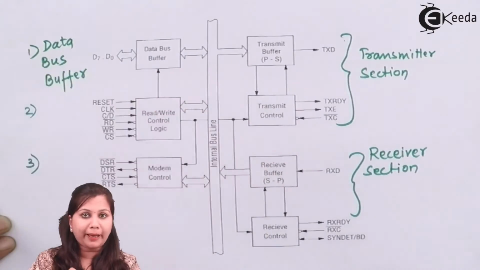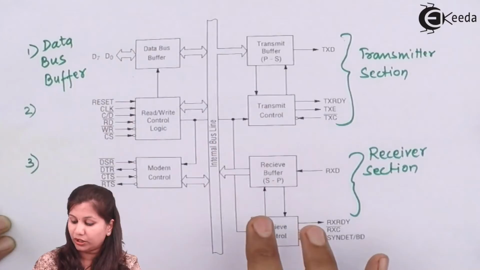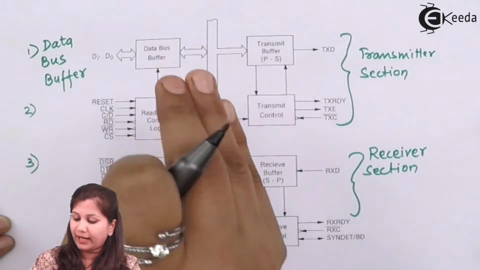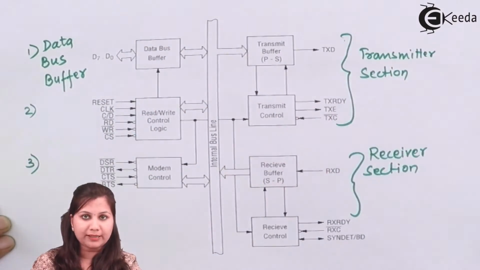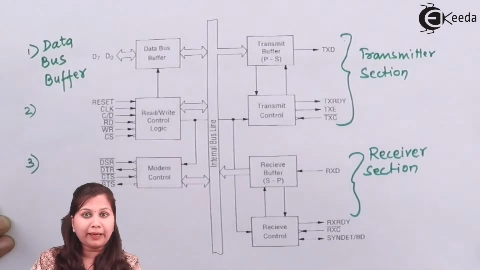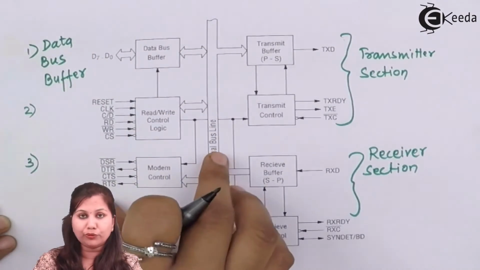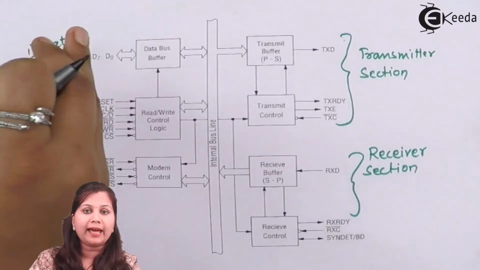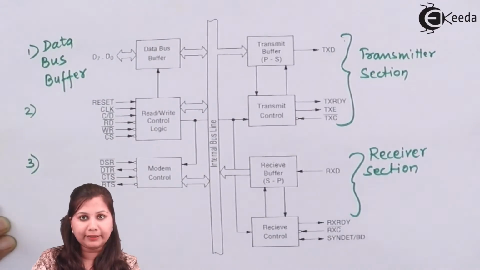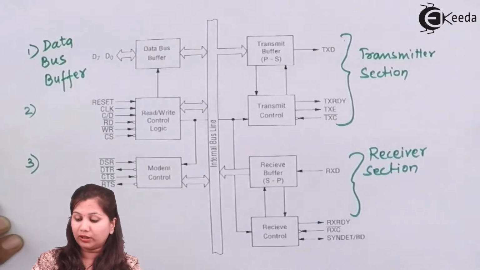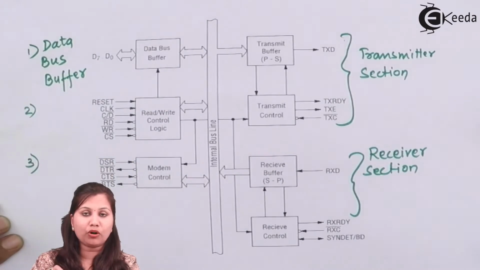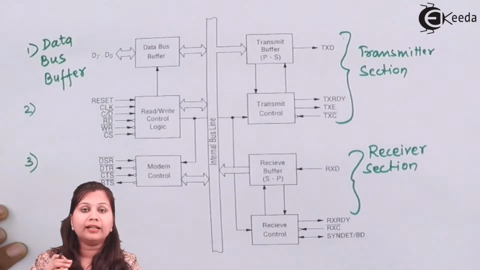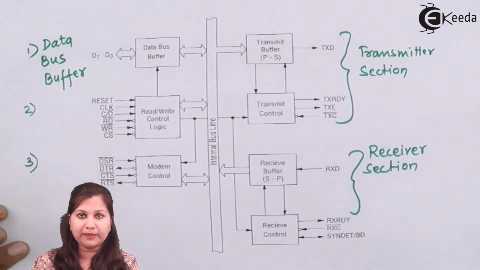So whatever data the microprocessor wants to send to the 8251, that data will be first stored in the data bus buffer and then that data will be transmitted to the transmitter section. Now whatever data the microprocessor wants to read from the 8251, that data will be provided by the receiver section to the data bus buffer and then the microprocessor will read that data. Not only data but also the control words. If the microprocessor wants to send the control words or write the commands into the control register, that is also provided through the data bus buffer.